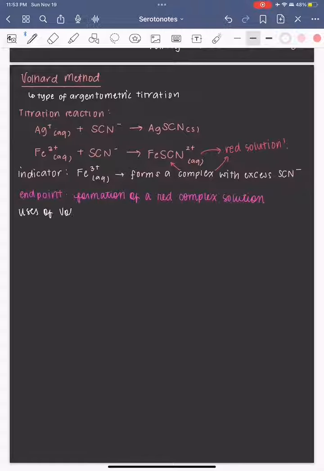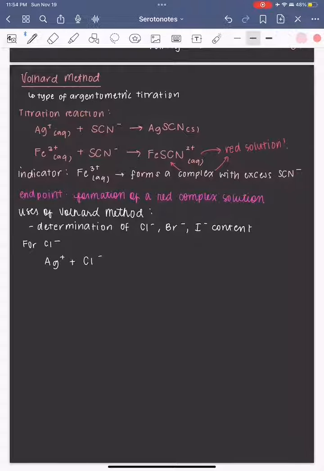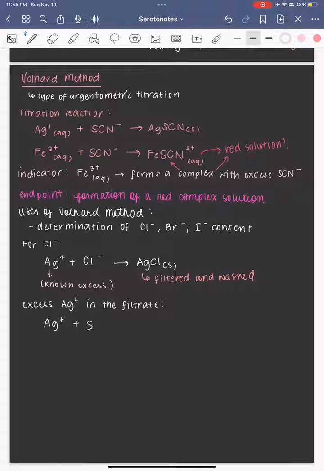There are also different uses of your Volhard method, one of which is the determination of your halide content, or your chloride, bromide, or iodide in your solution. For the determination of chloride content in your sample, a known excess of your silver ions is added to your sample. This is to precipitate your chloride ions into silver chloride. Your precipitate is then filtered out of the solution and washed. The excess silver ions in your filtrate is then back titrated with your thiocyanate titrant to form your silver thiocyanate solid. And your endpoint is signified by the reaction of your thiocyanate with your ferric ion to form the complex.